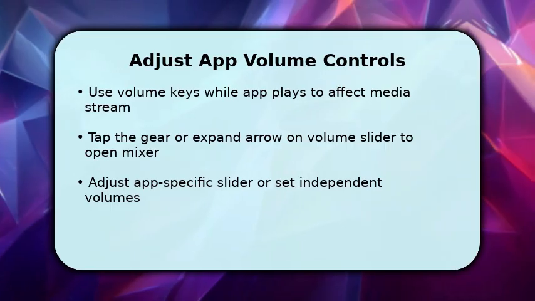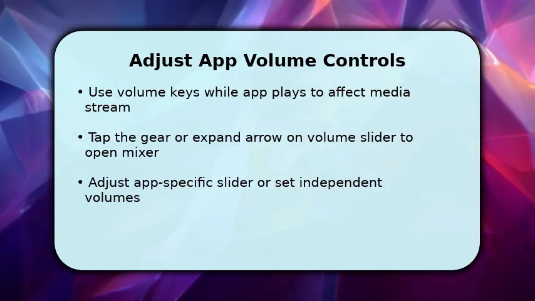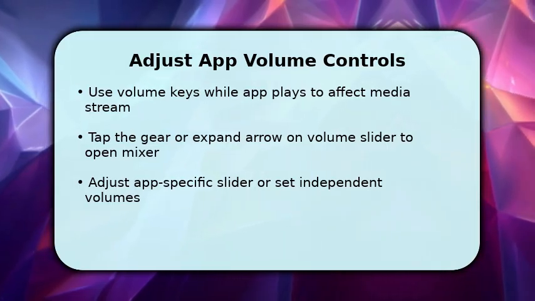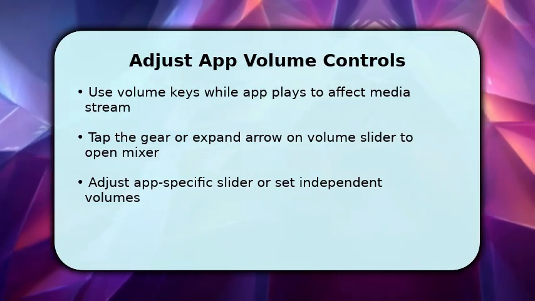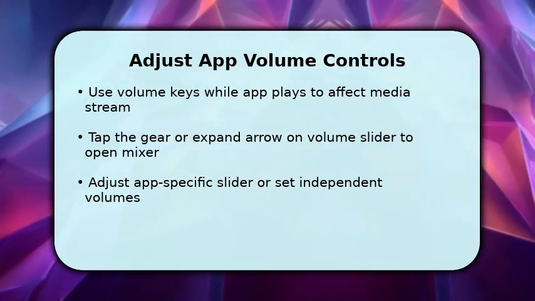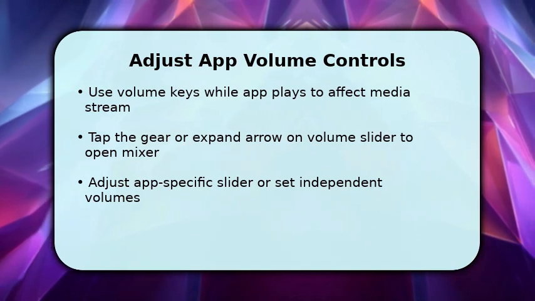In the mixer, you'll often see app-specific sliders or categories like media, ring, and notifications. Move the app slider to the desired level. If you want fine control, use small taps then long presses to change in smaller increments. This avoids overshooting your preferred level.